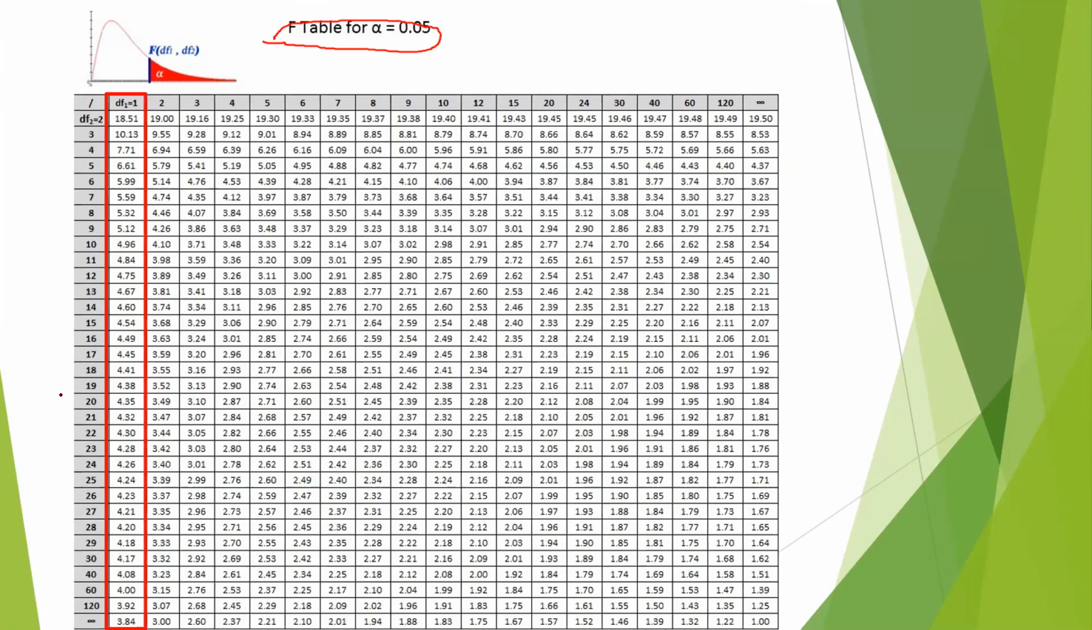Suppose you only have 20 progeny for your study, then you look at the second degree of freedom equals 18, right? If you generate another study which had more progeny, for example 30 progeny, then n minus 2 equals 28. So for the second degree of freedom, you look at here. And these values are the critical values.